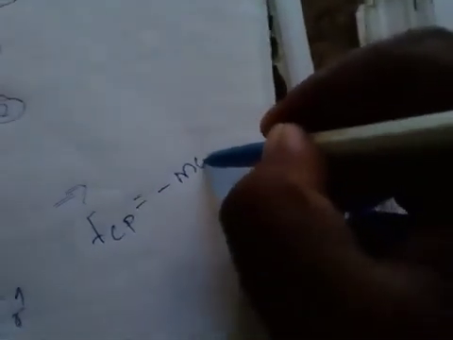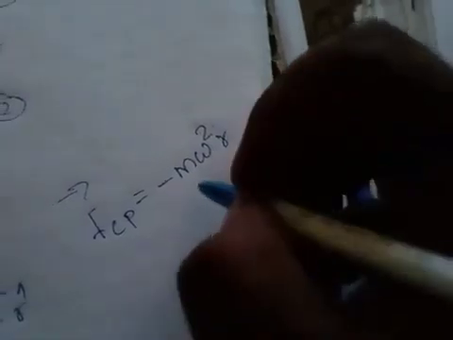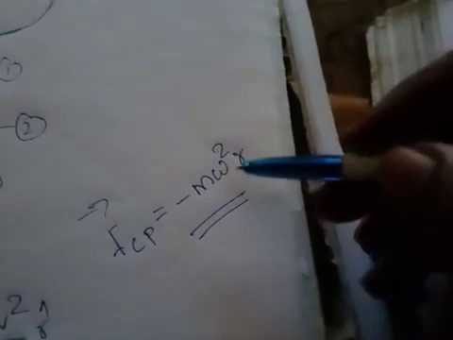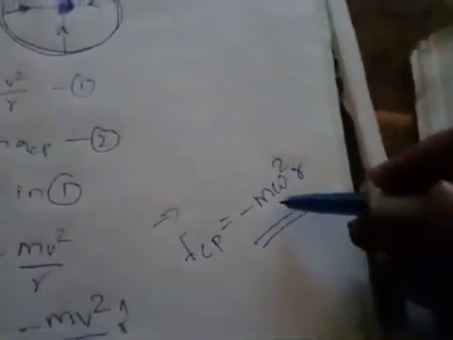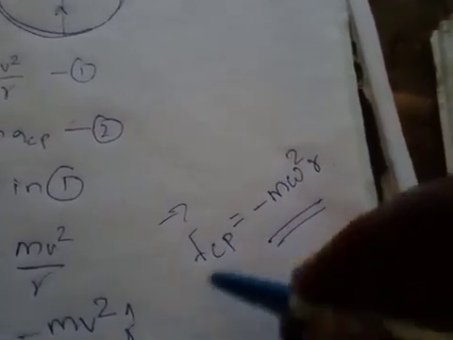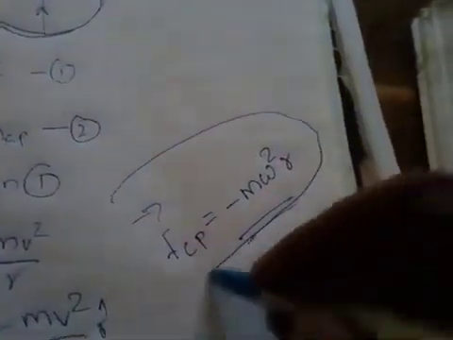And for uniform circular motion, we can use this equation in terms of F_CP equal to minus m omega square r. Actually, this equation is the kinematic equation we have written for angular motion, and for this angular motion we have to use omega square for angular velocity, along with mass and radius. You can use this equation for uniform circular motion: centripetal force equals minus m omega square r.